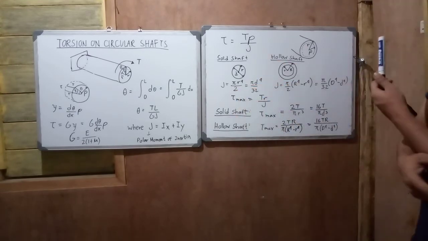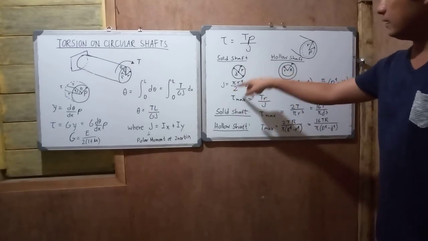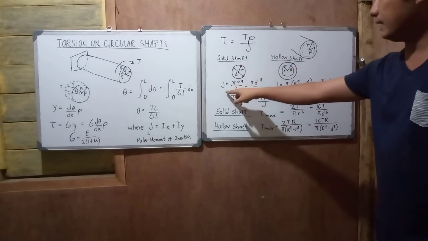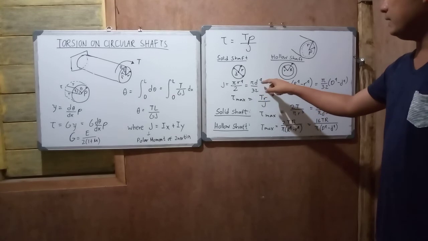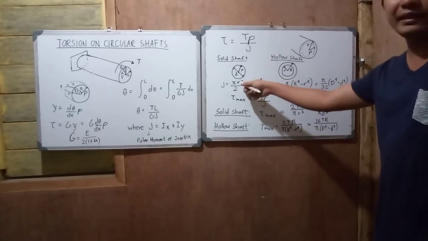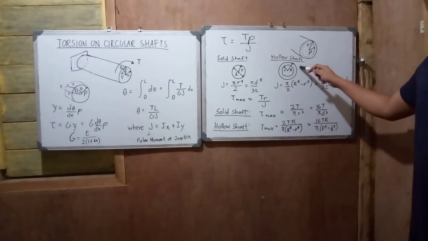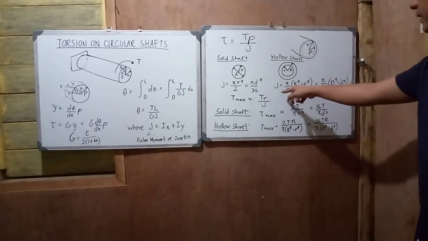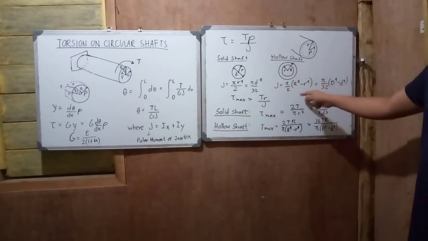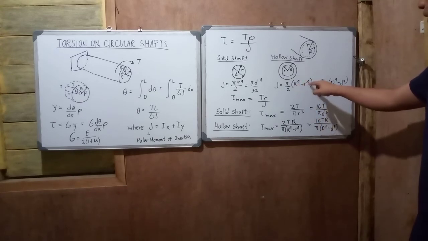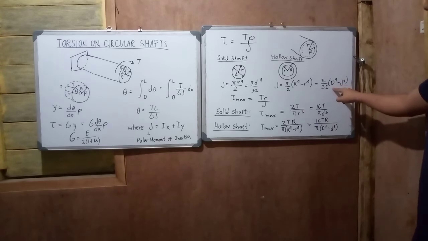Okay, so remember, this is the formula of your J. Okay, it is given when the shaft is circular. So, for a circular solid shaft, meaning there is no hole in the middle, J is equivalent to pi r to the 4th over 2, or pi d to the 4th over 32, where r is your radius and d is your diameter. Your hollow shaft is slightly different, because your J or polar moment of inertia is equivalent to pi over 2 times big R to the 4th minus small r to the 4th, which is equivalent to pi over 32 times big D to the 4th minus small d to the 4th.